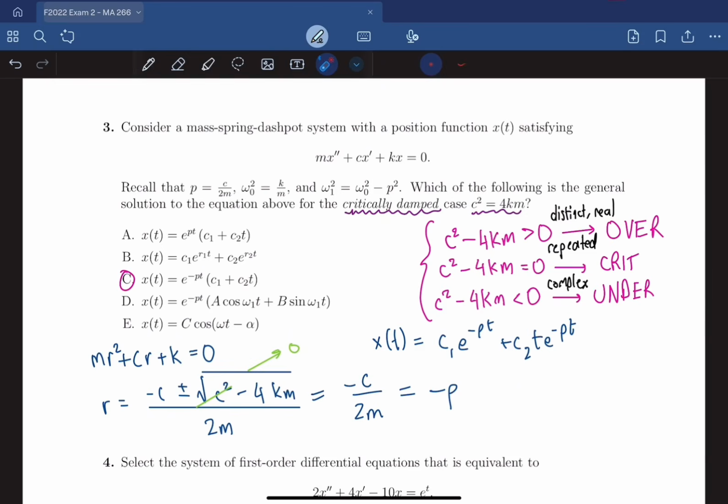I hope that answers this confusing question using two different methods. I really do recommend just understanding this relationship, the overdamped, critically damped, underdamped stuff, and how that relates to what the general solution will look like in terms of distinct real, repeated roots and complex roots.